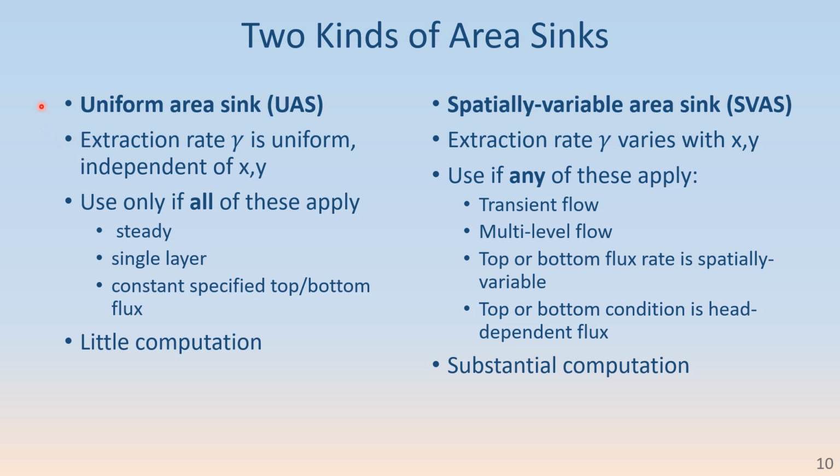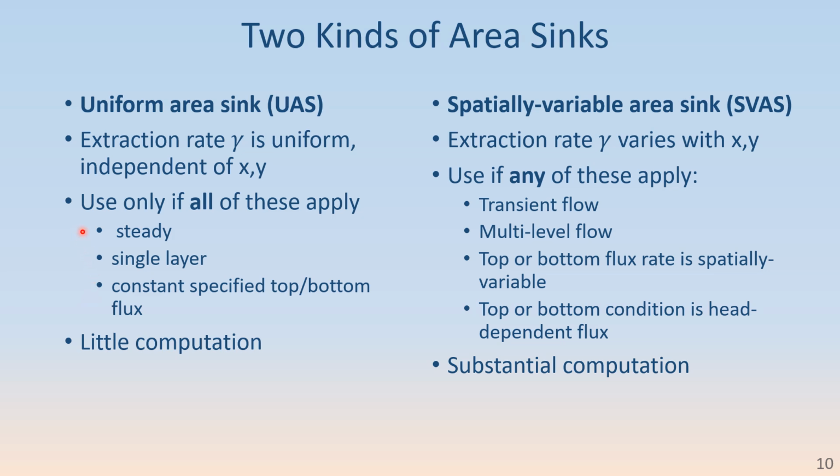There are two kinds of area sinks implemented in Anaqsim: a uniform area sink, where that extraction rate gamma is fixed and constant over the area of a domain. It doesn't matter what your location is, you have a constant rate. And it is useful, but it has these constraints. You must satisfy all three of these bullet items here in order to make use of the uniform area sink.